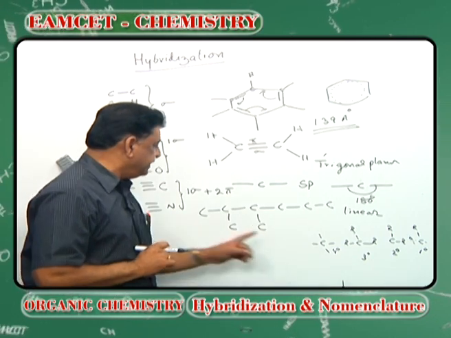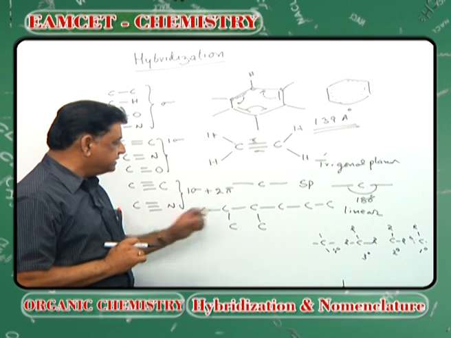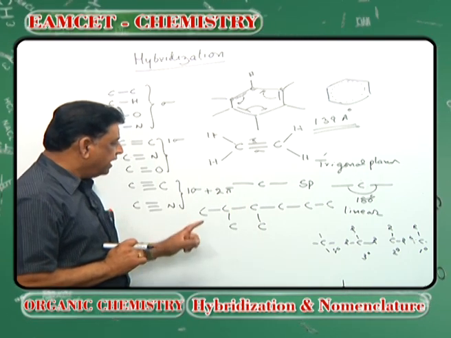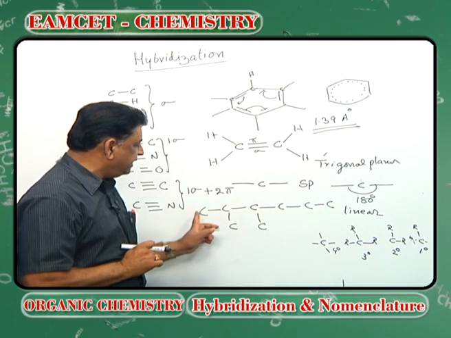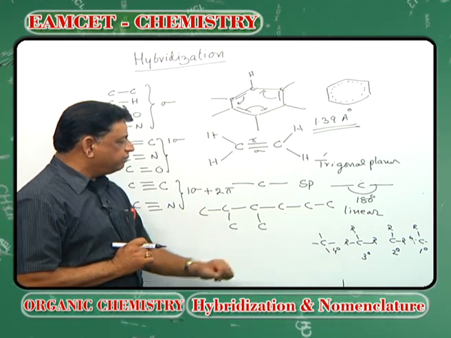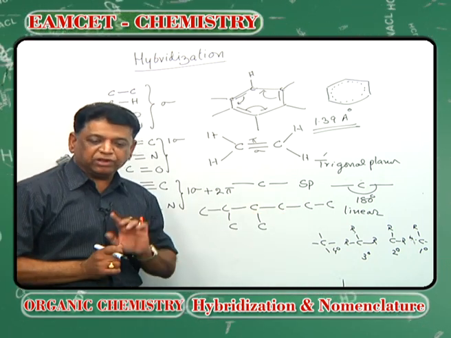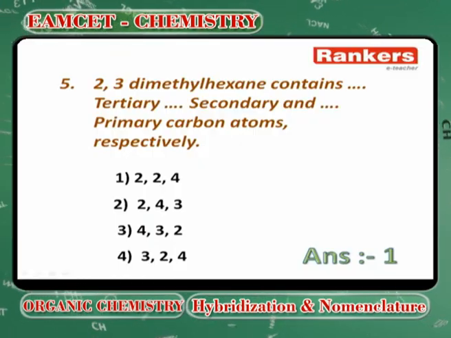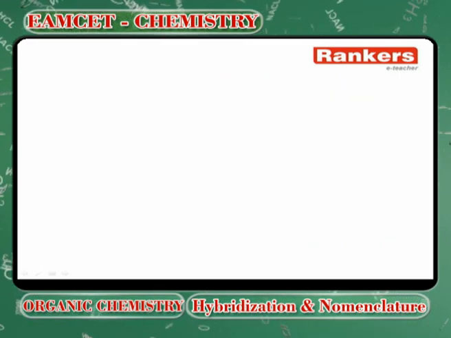So therefore, here there is no quaternary carbon, but there are 2 tertiary carbons, the second and third carbons, and there are 2 secondary carbons. From this side, the 4th carbon and the 5th carbon are secondary, and the rest, all terminal carbons, are primary. So therefore, 2 and 4 is the answer, that is, the first bit is the right answer. Next.